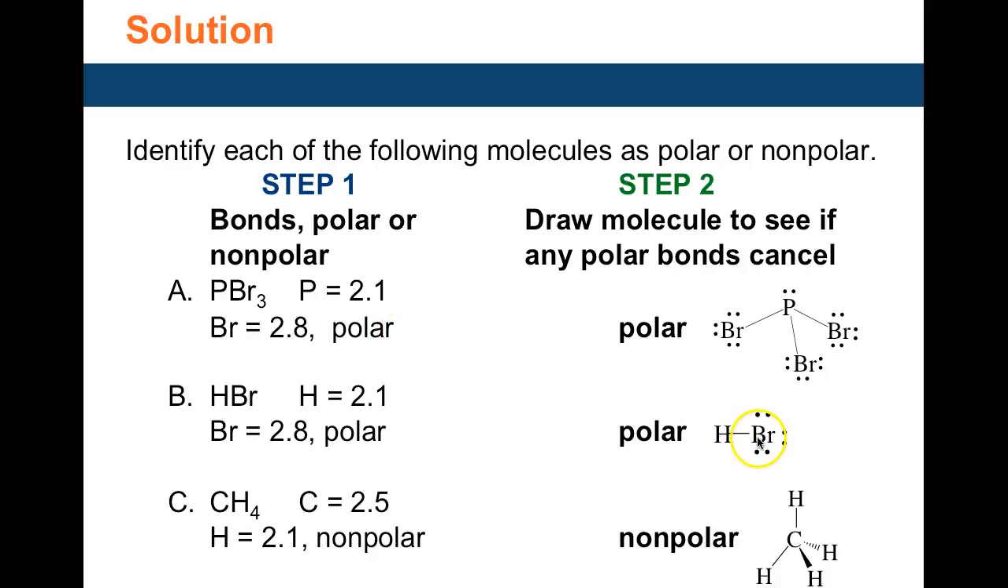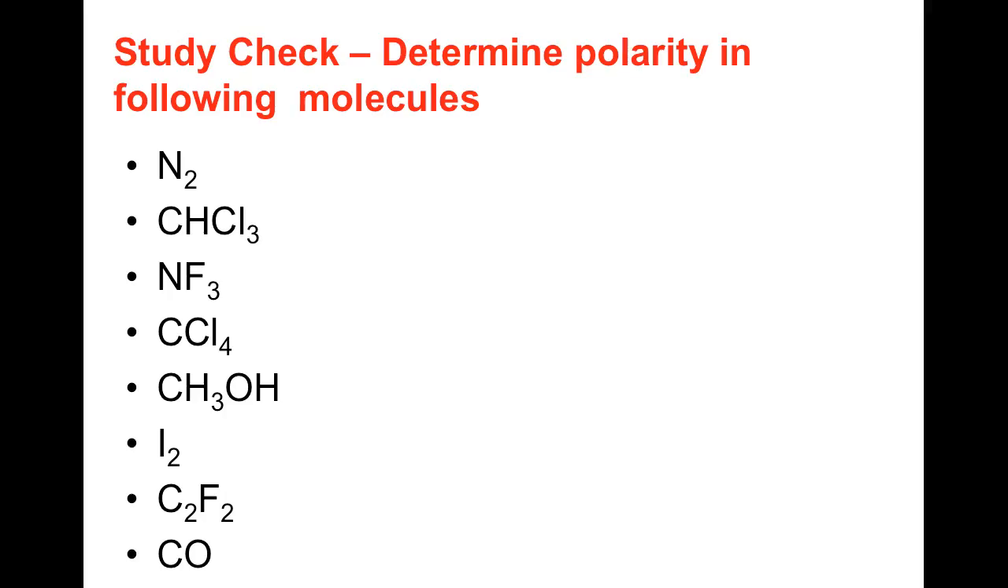HBr has a single dipole directed towards bromine, so it is polar. And CH4 has non-polar bonds, so therefore the molecule is non-polar. So again, determine the polarity in the following molecules. Now, when the bonds are nonpolar, like in N2, then it's going to be nonpolar as a molecule.